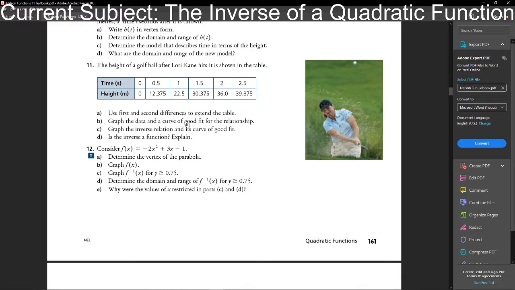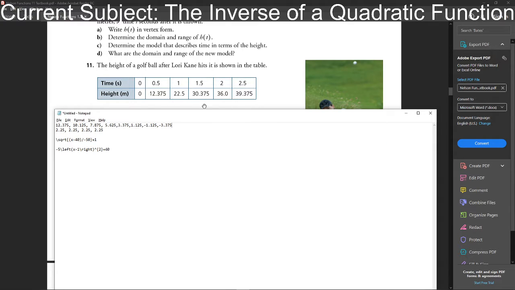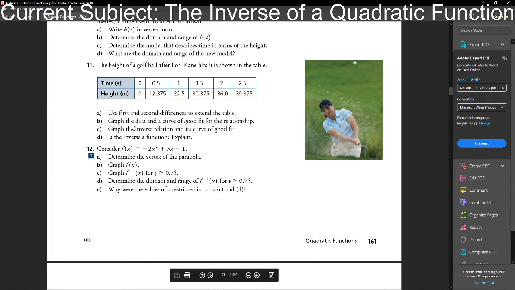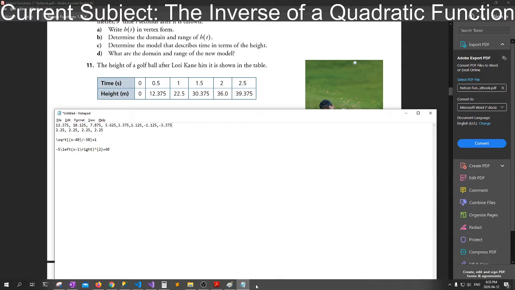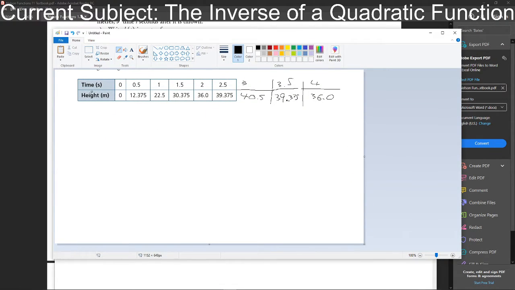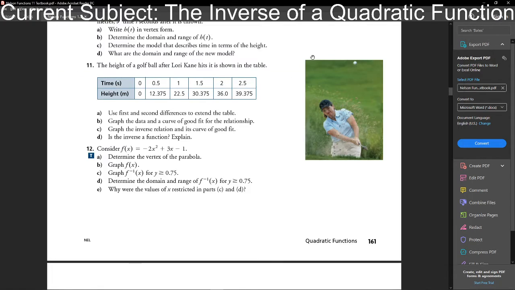Graph the data and a curve of good fit for the relationship. Graph the inverse. Okay, that's pretty straightforward though. Since we figured out this graph, we have the parabola. We can see that it starts at 0, and then at 0.5 ends up opening up this way. And then all we do is reflection, and then the inverse is going to be opening up that way. Is the inverse a function?